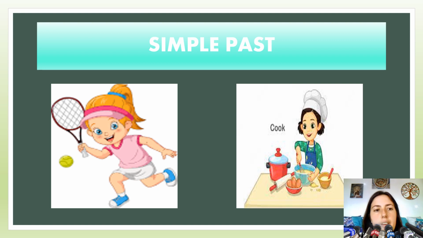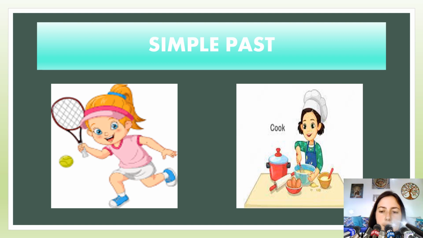Okay, in this picture I have two examples. One example is a negative sentence and the second is a question sentence. First, the structure is subject plus did not or didn't plus verb in the present plus a complement. The example is: I did not play tennis last week. The verb is play, the verb is in the present. And in this example, we use did not or didn't.